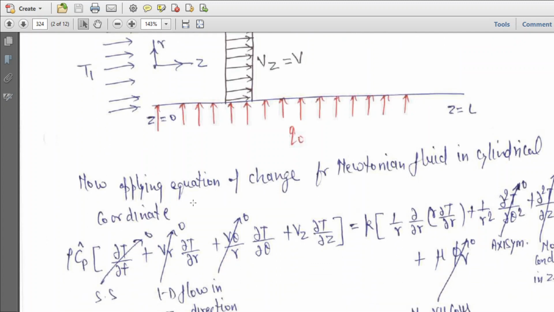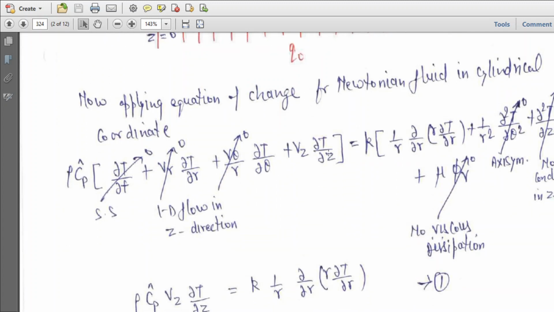Now applying the energy equation for Newtonian fluid in cylindrical coordinates. So this is the energy equation: rho Cp del T upon del t plus Vr del T upon del r plus V theta upon r del T upon del theta plus Vz del T upon del z equal to K times 1 upon r del upon del r of r del T upon del r plus 1 upon r square del square T upon del theta square plus del square T upon del z square, plus mu times phi V. So this is the energy equation.